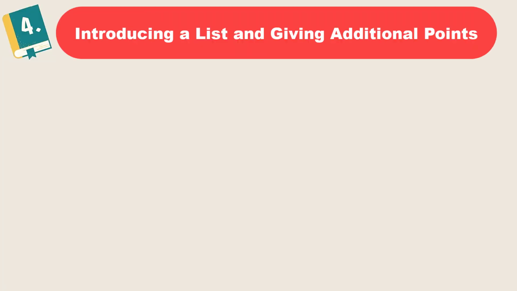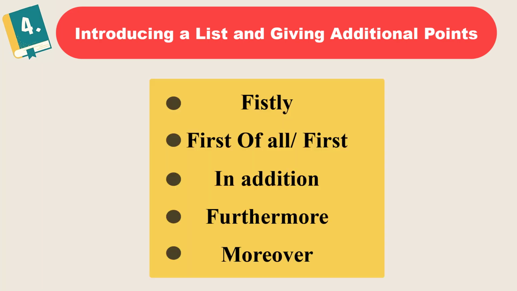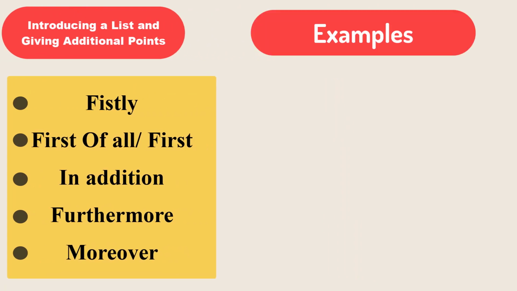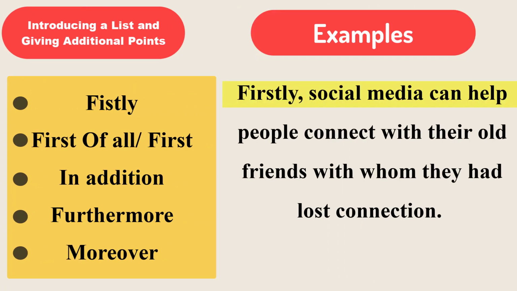Now I'll quickly introduce my next list. What if you are supposed to introduce a list, or let us say a set of arguments or some points? Firstly, first of all, first, these are used to introduce the first point in a list. Right, let us look at an example. Firstly, social media can help people connect with their old friends with whom they had lost connection. We can use first instead of firstly.